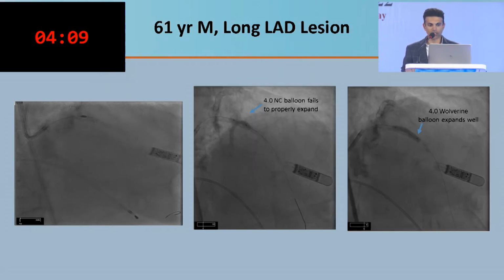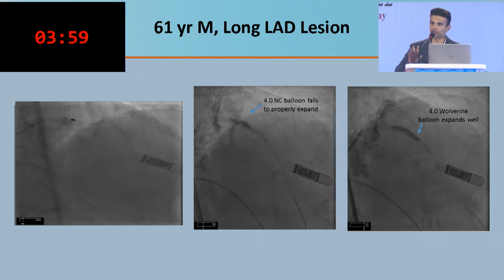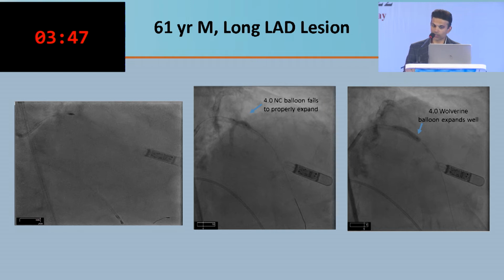So let's look at this 61-year-old with a long LAD lesion. Once again, nothing would go, so we rotablated it. Then we put a 4.0 NC balloon, and I took this to 28 atmospheres and went back and forth and back and forth, and it laughed at me. But then, after I had imaged, I recognized that there was a physical area of calcification that was nodular, but the rest of the calcium in that arc was thin.